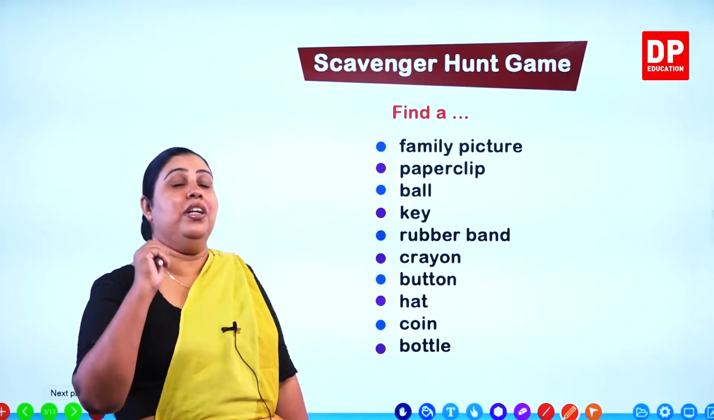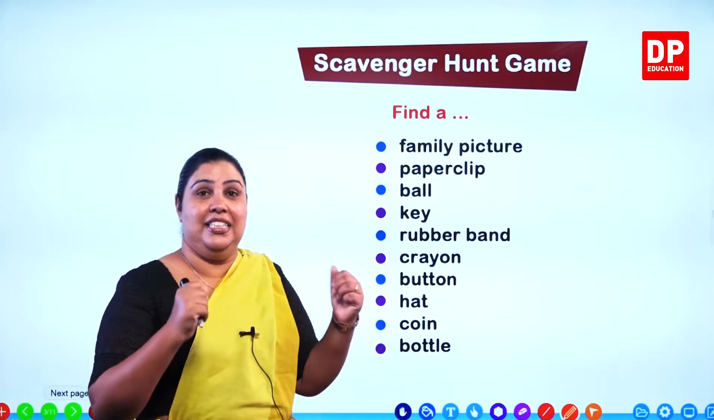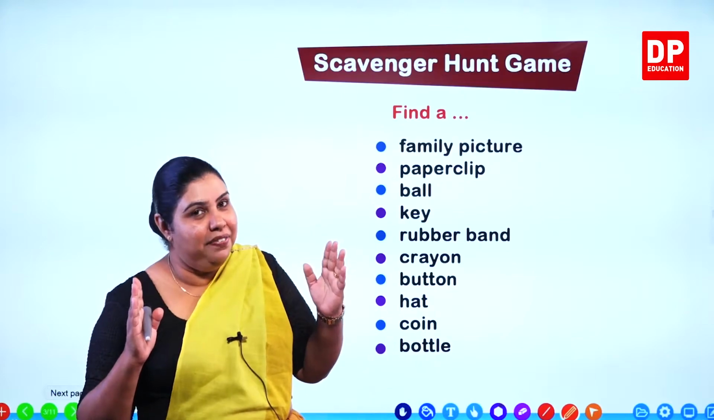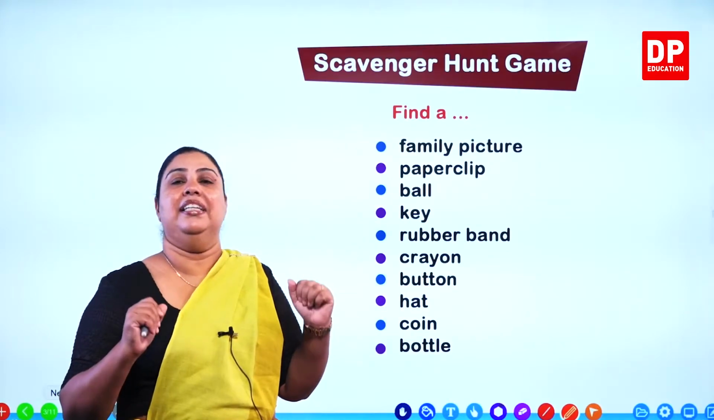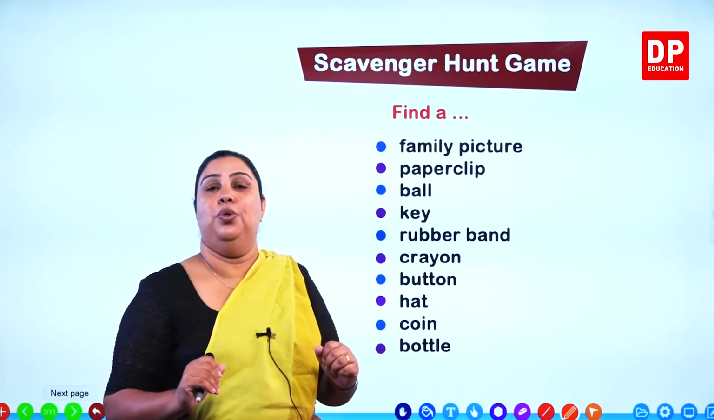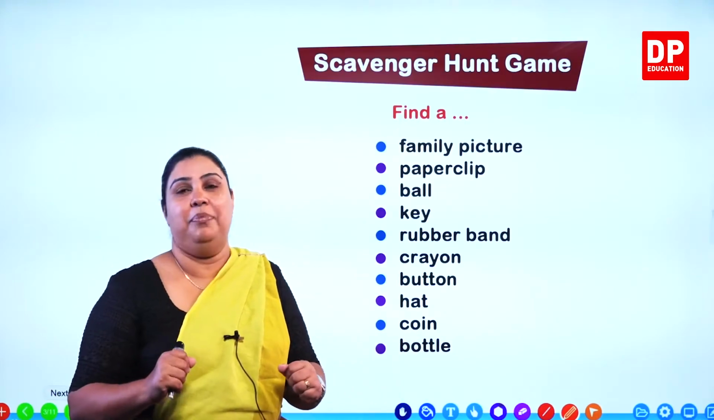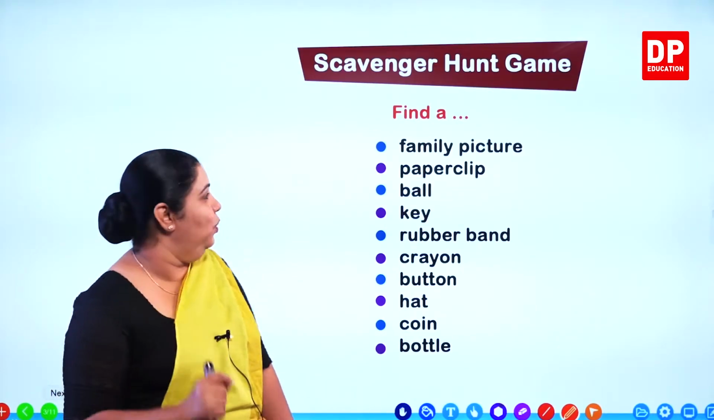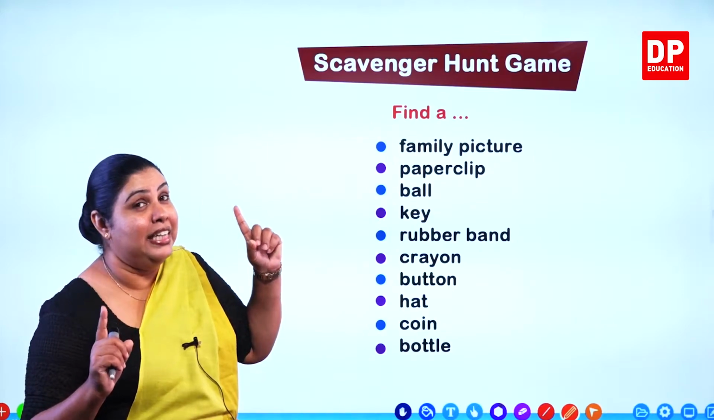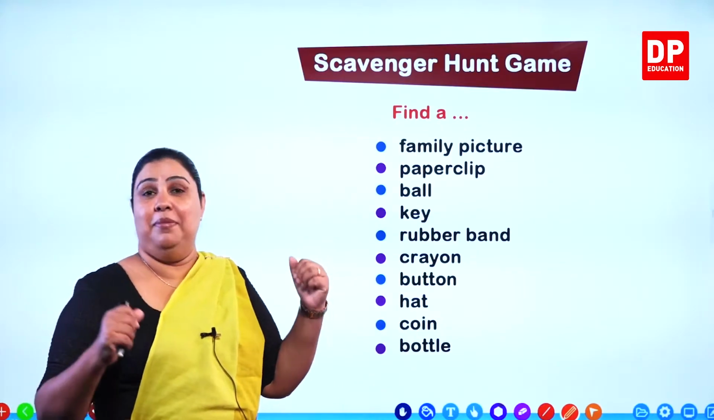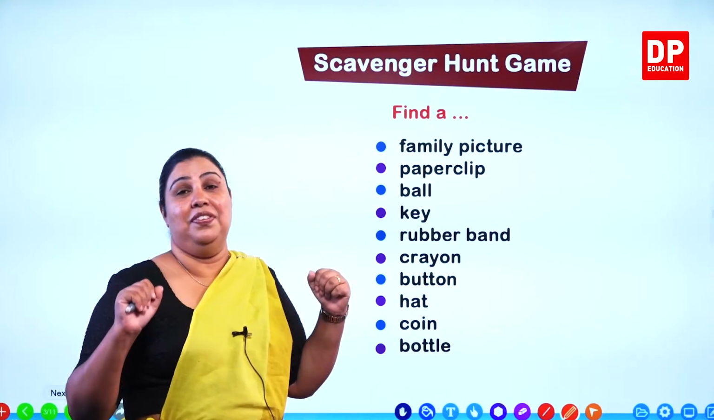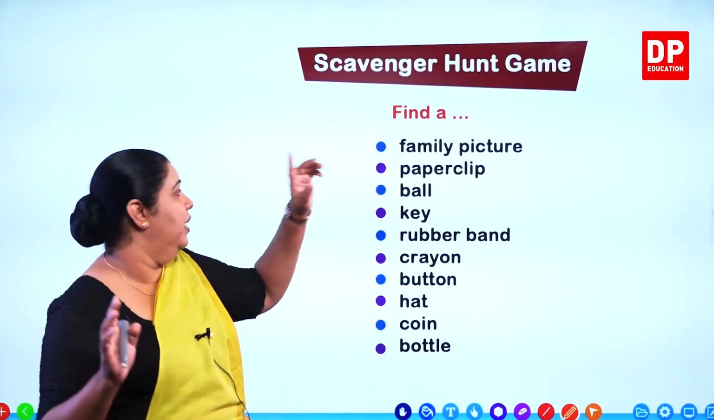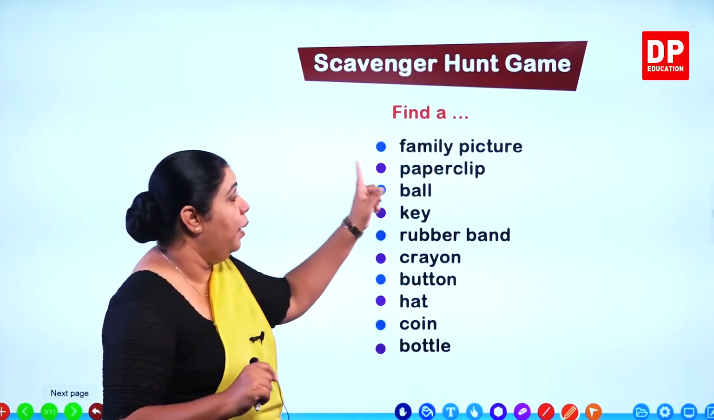Right, so these are the important things that we practice, that we can improve through games like this. In everything that we do, there is something for us to learn. In everything we do, everywhere, there is something for us to learn, son. This is one of the things you can find if your study table is nicely arranged, clean and properly kept. Okay, now we found a family picture and a paper clip.